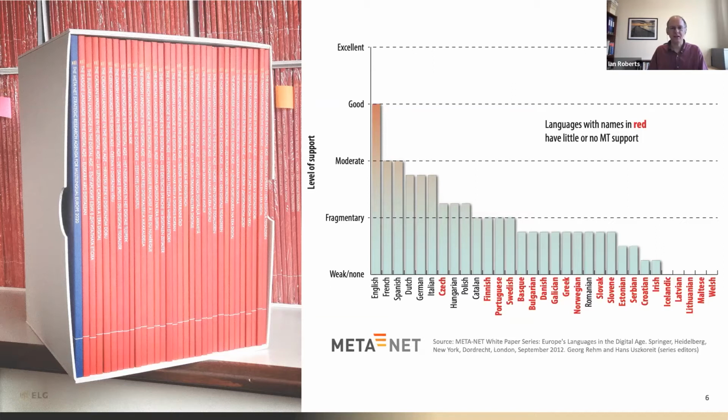And I mean, that was 2012. We're 10 years later now, and the baseline has moved up, but the overall picture is still the same. So English is approaching excellent, maybe. And then some languages like French, Spanish, Dutch, German are getting towards good support, but it's still the case that there's a massive inequality between support for the major languages and support for smaller languages.